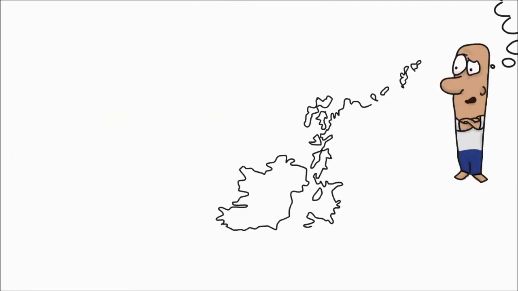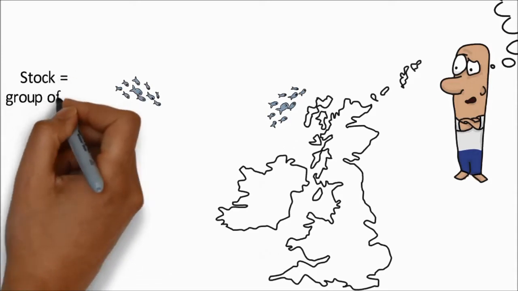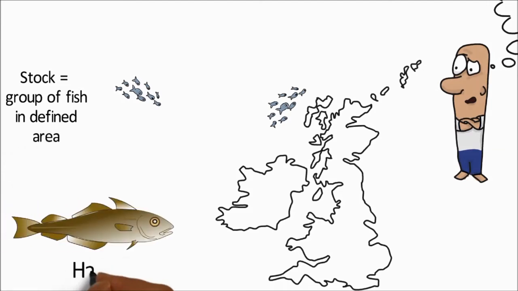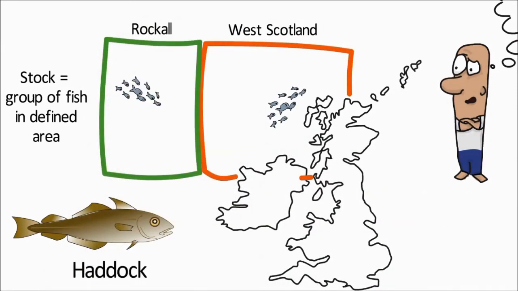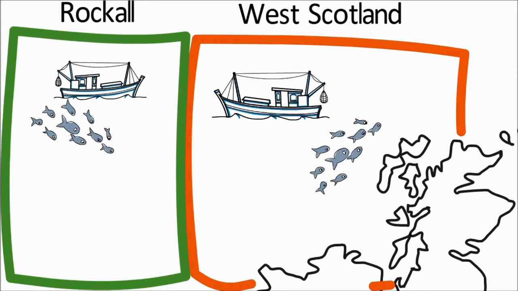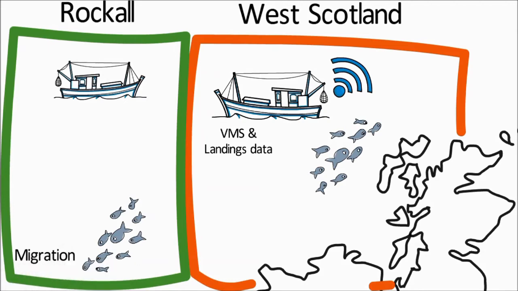To do a stock assessment, scientists first need to know where the fish live, and then a unit of stock is treated as being a geographically discrete group of fish that are found in a defined area. For example, haddock on the west coast of Scotland are defined to be a different stock to haddock in the Rockall area. When deciding on stock boundaries, the location of fishing grounds is a key piece of information used to identify where one stock ends and another begins, and this can be seen from vessel monitoring and landings data. Scientists also consider the migration patterns of fish and spawning grounds, as well as genetics in some cases.